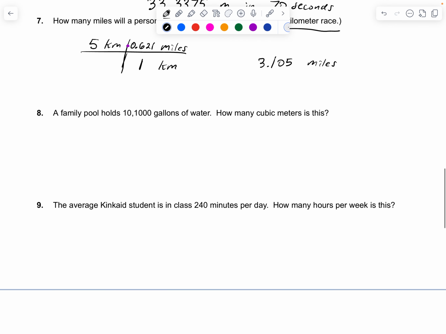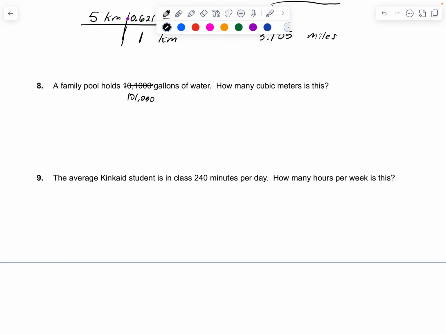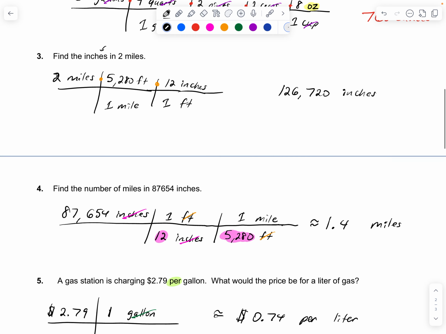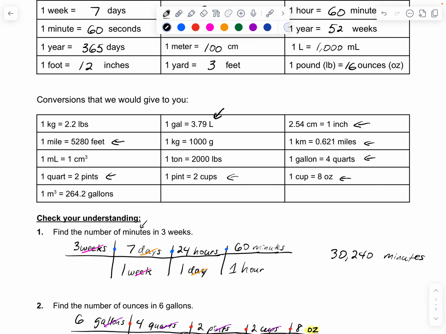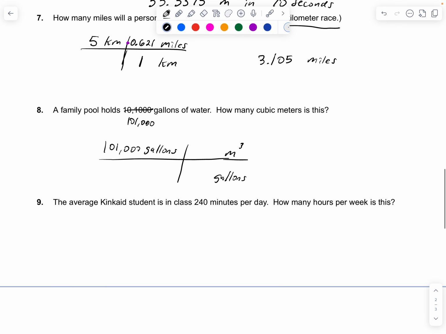All right, number 8. Should be 101,000. There we go. Okay, so a family pool holds 101,000 gallons of water. How many cubic meters is this? So I'm going to put 101,000 gallons, trying to get rid of gallons and finish with cubic meters. And that one is in the table given. Let's find it. Hold on, where is it? Here it is, the last one. 1 cubic meter is the same as 264.2 gallons. So 1 cubic meter is 264.2.